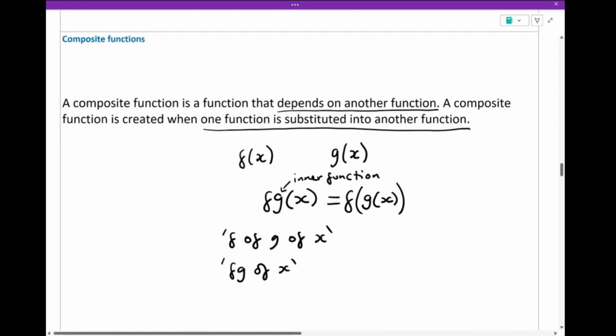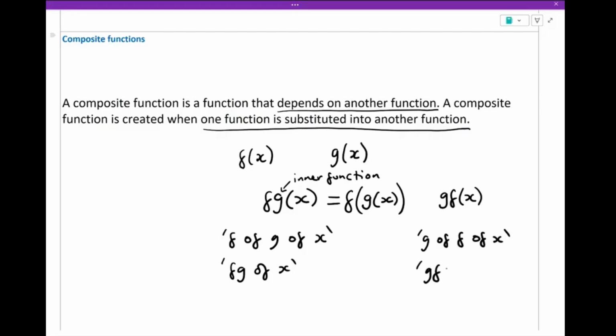Now, there is another composite function we could have got out of using these two functions. What we could have written instead was a g followed by an f, like this, and this would be called g of f of x. So g of f of x, or you could write gf of x, like that. In this scenario, you'd be substituting f of x into g of x. So you could write this as g, then open brackets, f of x, like that, which makes it a bit clearer that you need to substitute the f of x into the g of x.